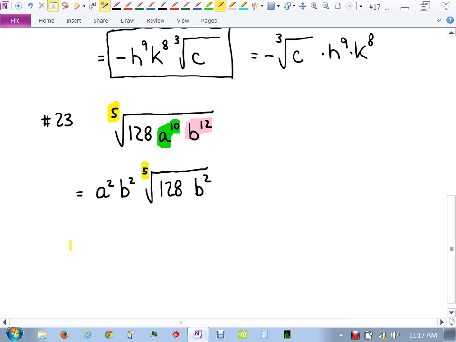I know I can't break down the B squared anymore, but what about the 128? So I'm going to try and figure out if 128 breaks down to be 2 things, one of them being a perfect, not square, not a perfect cube, not perfect fourth, a perfect fifth power. So what are the fifth powers? 1 to the 5th is 1. 2 to the 5th is, what's 2 to the 5th? 2 times 2 times 2 times 2 times 2. 5 times. Not 5 times 2, that's 10, but 2.